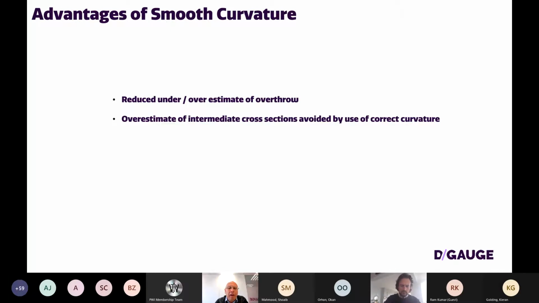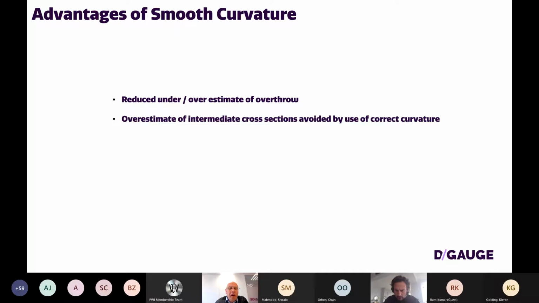And secondly, we can look at reducing the overestimate in intermediate cross-sections that can be avoided by the use of the correct curvature. In other words, it's not just the end and center, it's also the cross sections along the way, which may have things that stick out of them, like platform steps, vehicle steps, yaw dampers, and anything else that we might have on it.